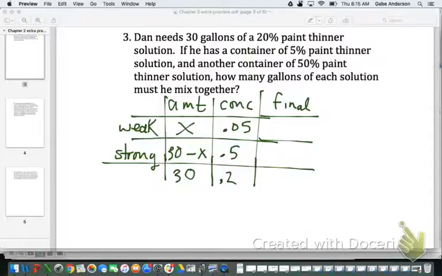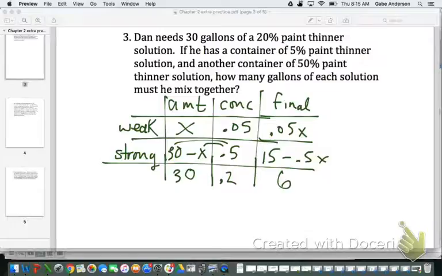So for my final weak, it's going to be 0.05x. For my final strong, what property am I going to have to use? Yep, so I'm going to distribute this. What is 0.5 times 30? 15. So it'd be 15 minus 0.5x. And then 30 times 0.2 is 6. So we just multiply the amount times the concentration to get the final.